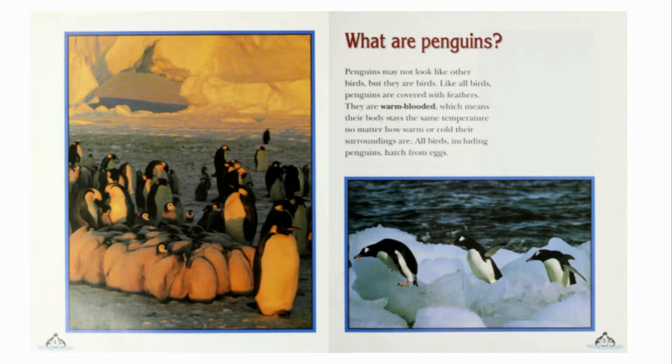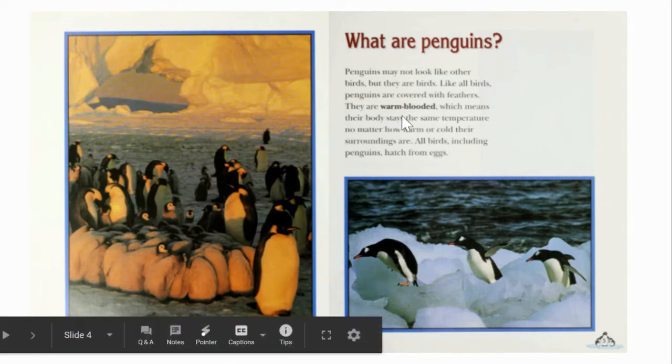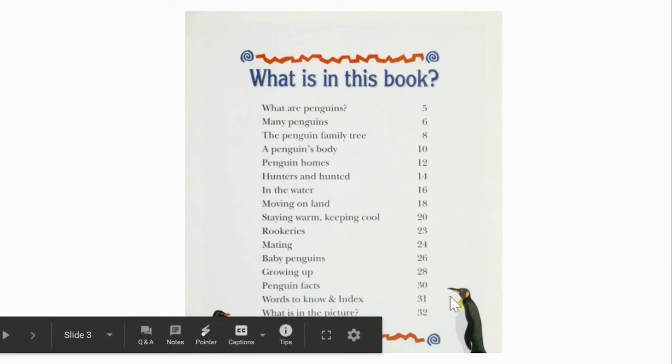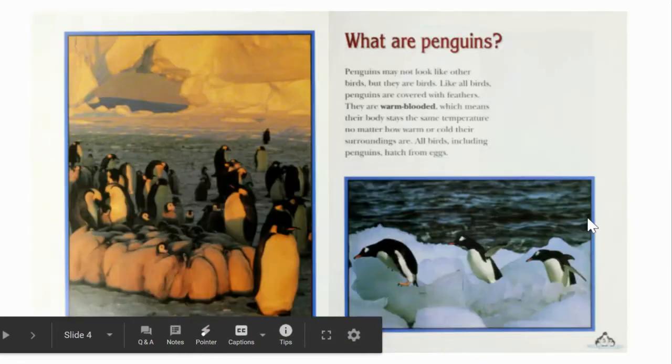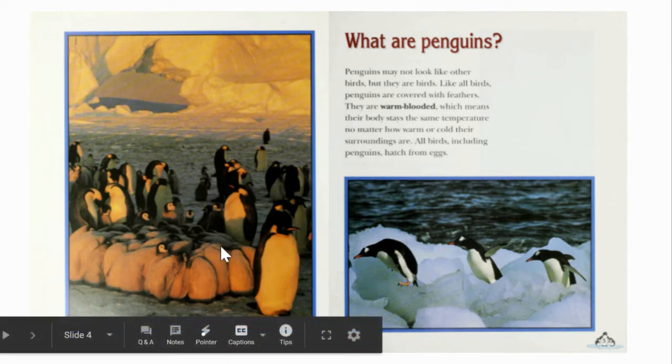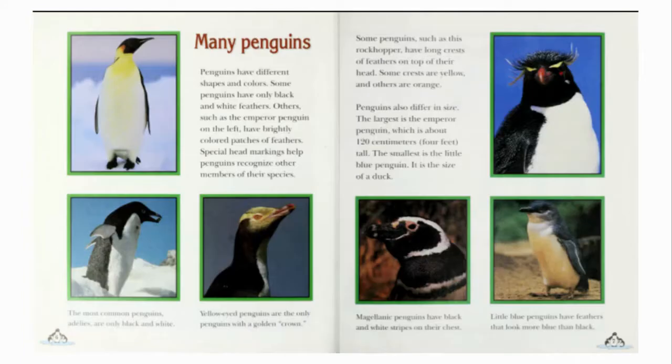And if I notice here too, I've got a bold print word. And if I go back, I do know there's a words to know and index, so I might be able to flip there and it'll define that bold print word for me. And I also have an informational text feature. I've got 2 images and a heading. Let's see if we can learn a little bit more about penguins today.